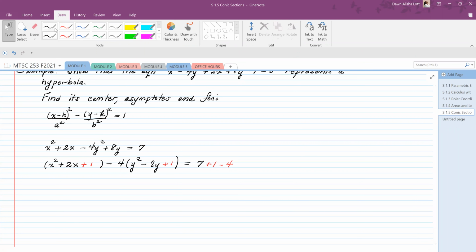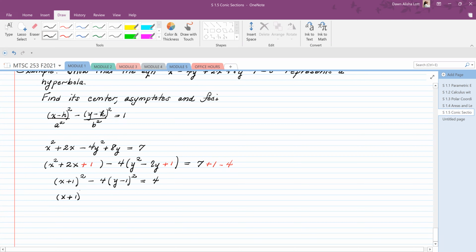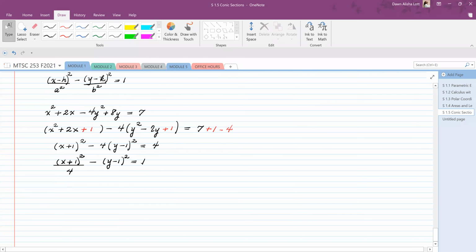Okay, so now I end up with x plus 1 squared minus 4 times y minus 1 squared, and that is going to equal 4 on the right-hand side. So then I'm going to end up with x plus 1 squared over 4, because I'm dividing both sides by 4, minus y minus 1 squared is equal to 1. So now it is in standard form.